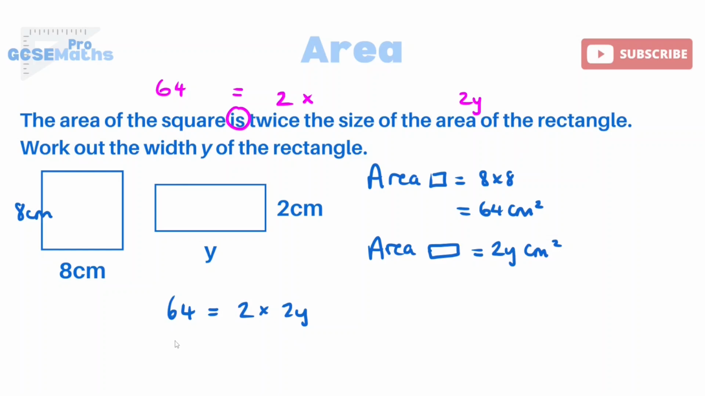So that's my equation. I'm obviously now going to times that by 2. So 2y times 2 is 4y. And then all I need to do is solve it to find y. So the opposite of timesing is obviously divide, so I'm going to divide both sides by 4. And then that gives me y, it's just 1y, and also on the left it gives me 16. And they've said work out the width y. Well, y is 16. 16 centimeters is the answer.